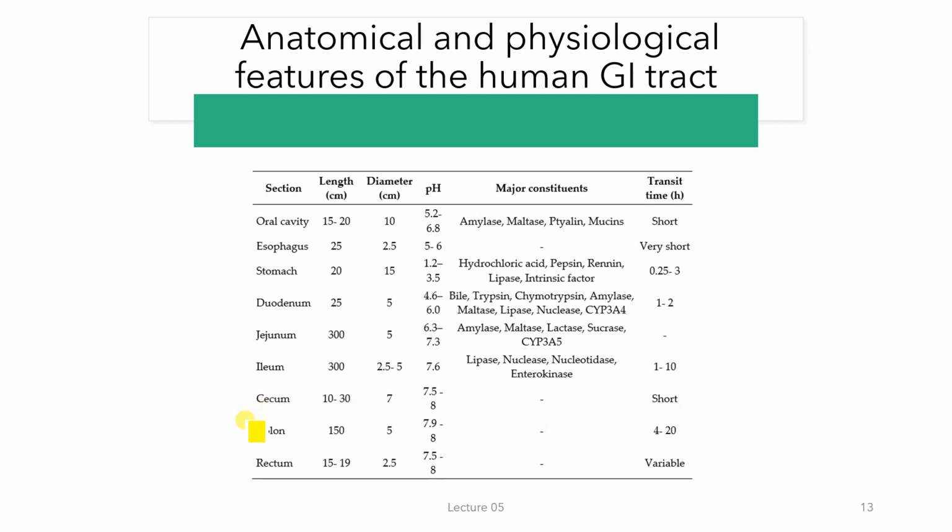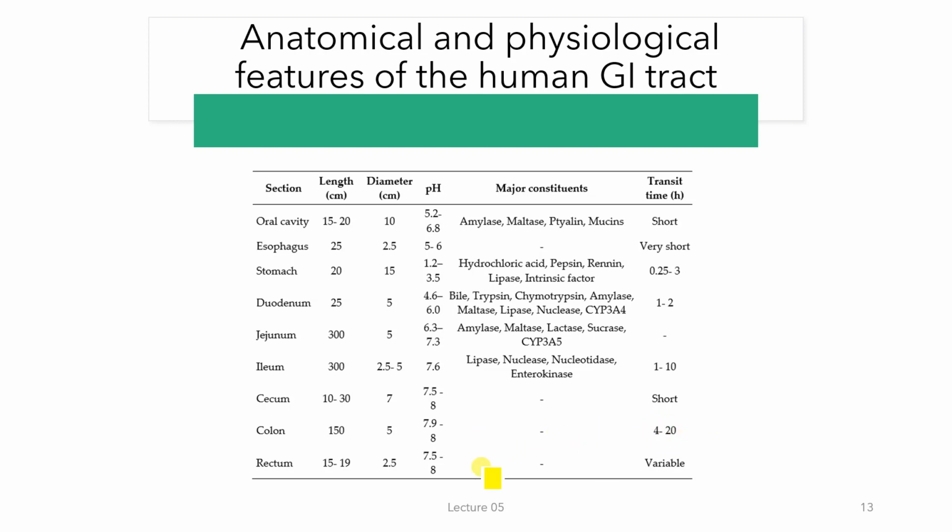The next region is the colon. The colon is 150 centimeters in length with a diameter of 5 centimeters and a pH range of 7.9 to 8. The transit time from this region is 4 to 20 hours.